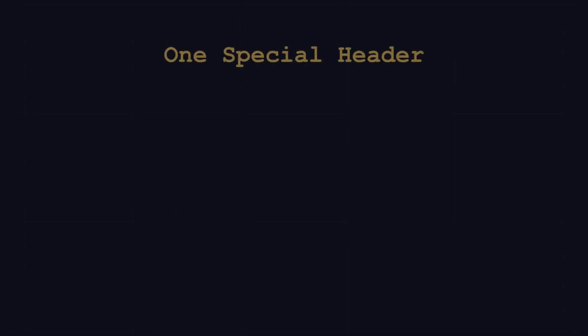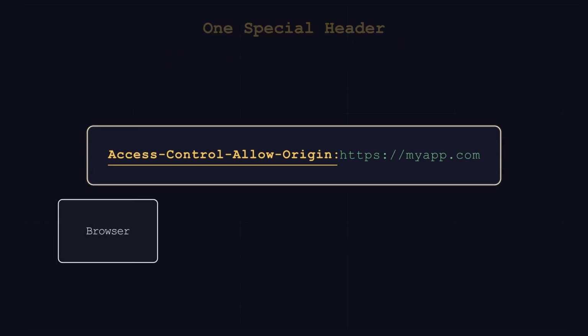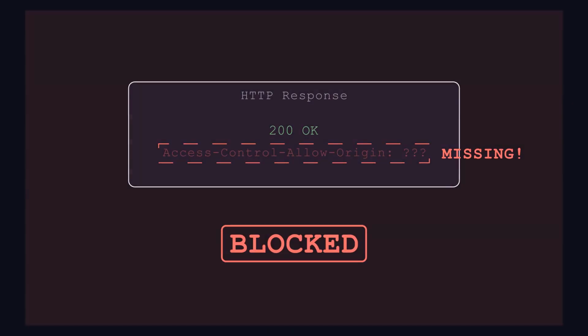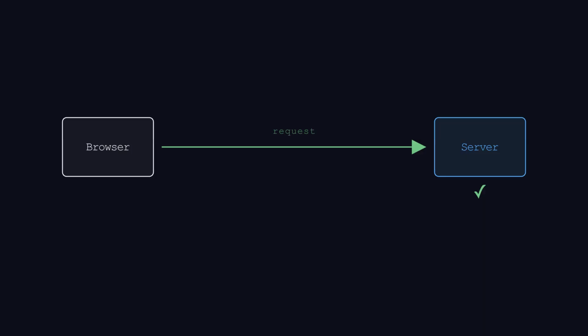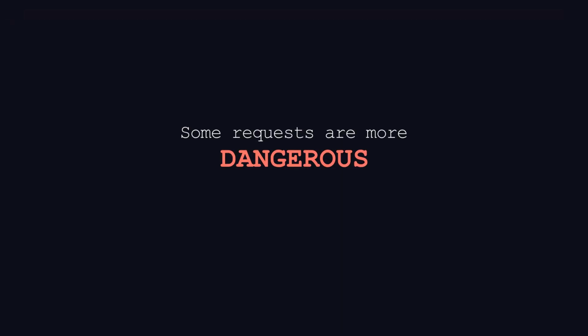It does this with one special header, Access-Control-Allow-Origin. When the browser gets a response, it checks for this header. If the header lists your origin, you're allowed through. If it says star, everyone's allowed. If the header is missing, the browser blocks you. The request actually reached the server. The server actually sent a response, but the browser threw it away because it didn't have permission to show it to your JavaScript. But wait, some requests are more dangerous than others.